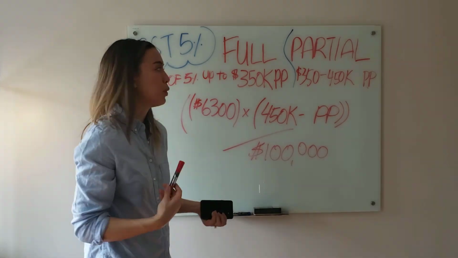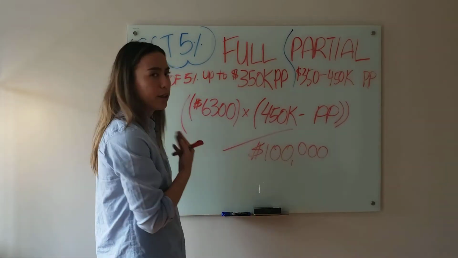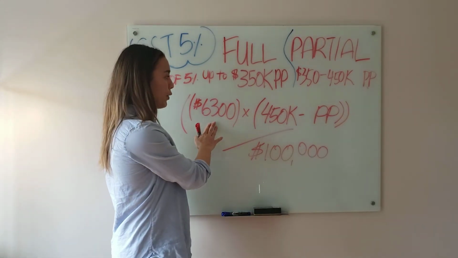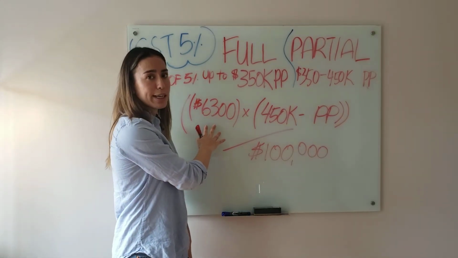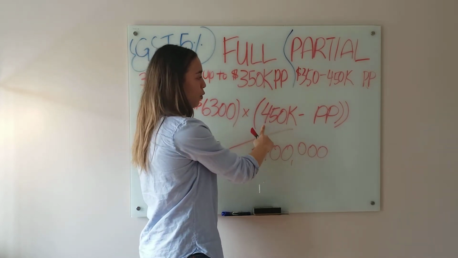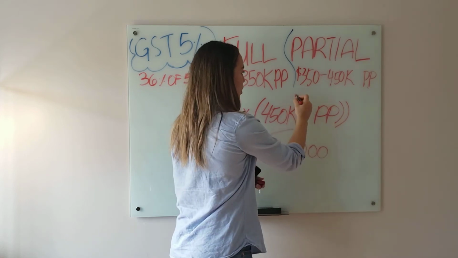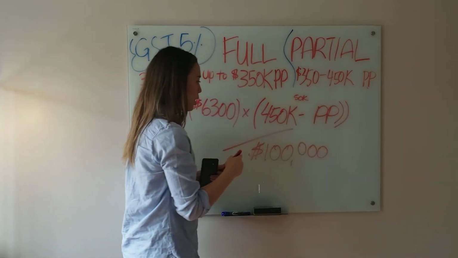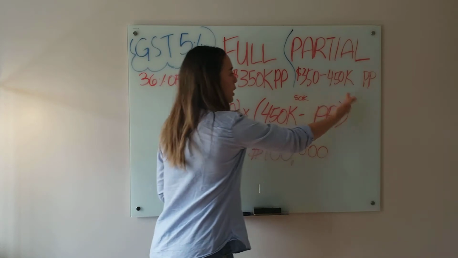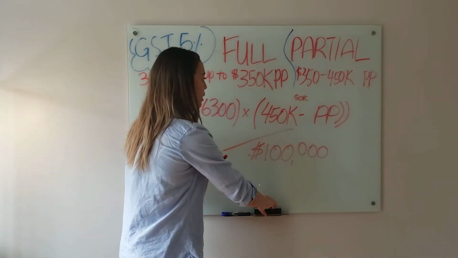So for example, let's say that we're working with a $400,000 purchase price. You would calculate this by taking 6,300. This number never changes for this calculation. And then you multiply that number by $450,000 less $400,000, so 50K. And then you divide this whole section by $100,000 to get what your rebate is.